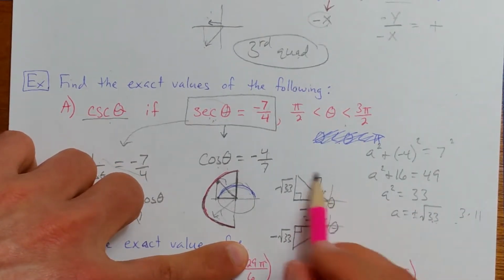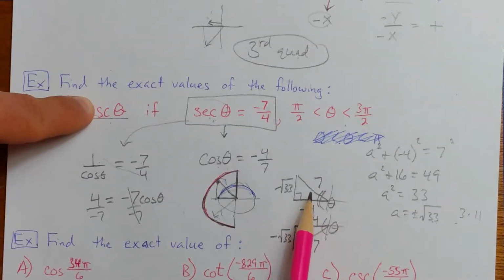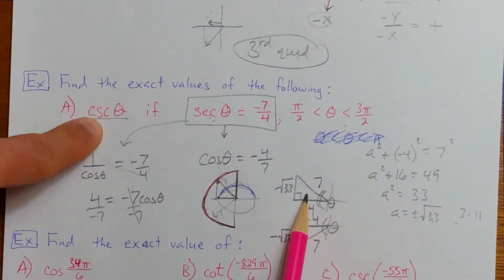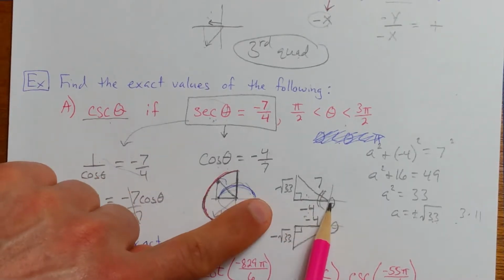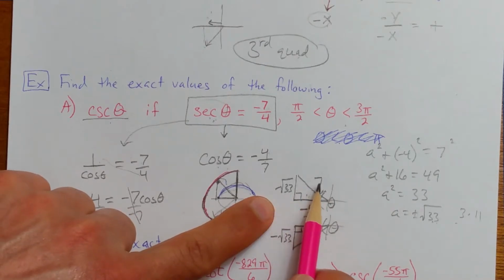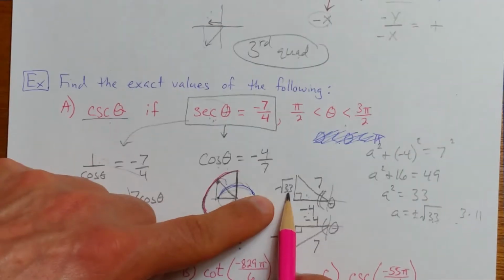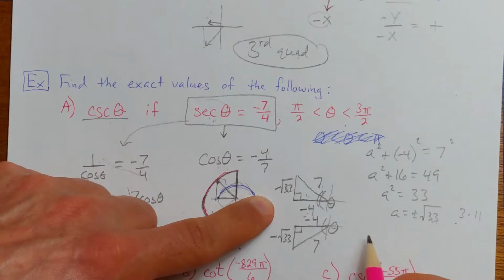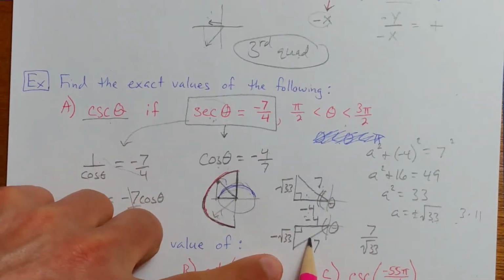Once the triangle is filled out, now you can answer the question. So looking at this triangle, if I want the cosecant, remember you're going to think in terms of sine. Figure out what the sine is and then flip it over. The sine would be opposite over hypotenuse, flip it over. So it's not the square root of 33 over 7. It's going to be 7 over the square root of 33. Same exact answer here.